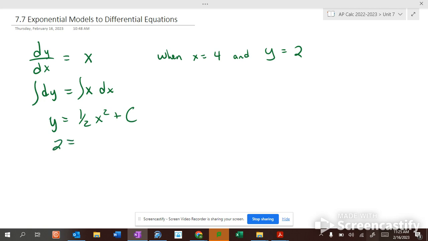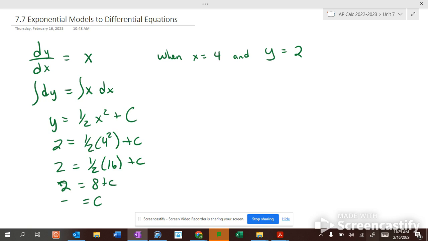So 2 equals 1/2 of 4 squared plus c. So 2 equals half of 16. Excuse me. So 2 equals 8 plus c. C equals negative 6. So y would equal 1/2 x squared plus 6.